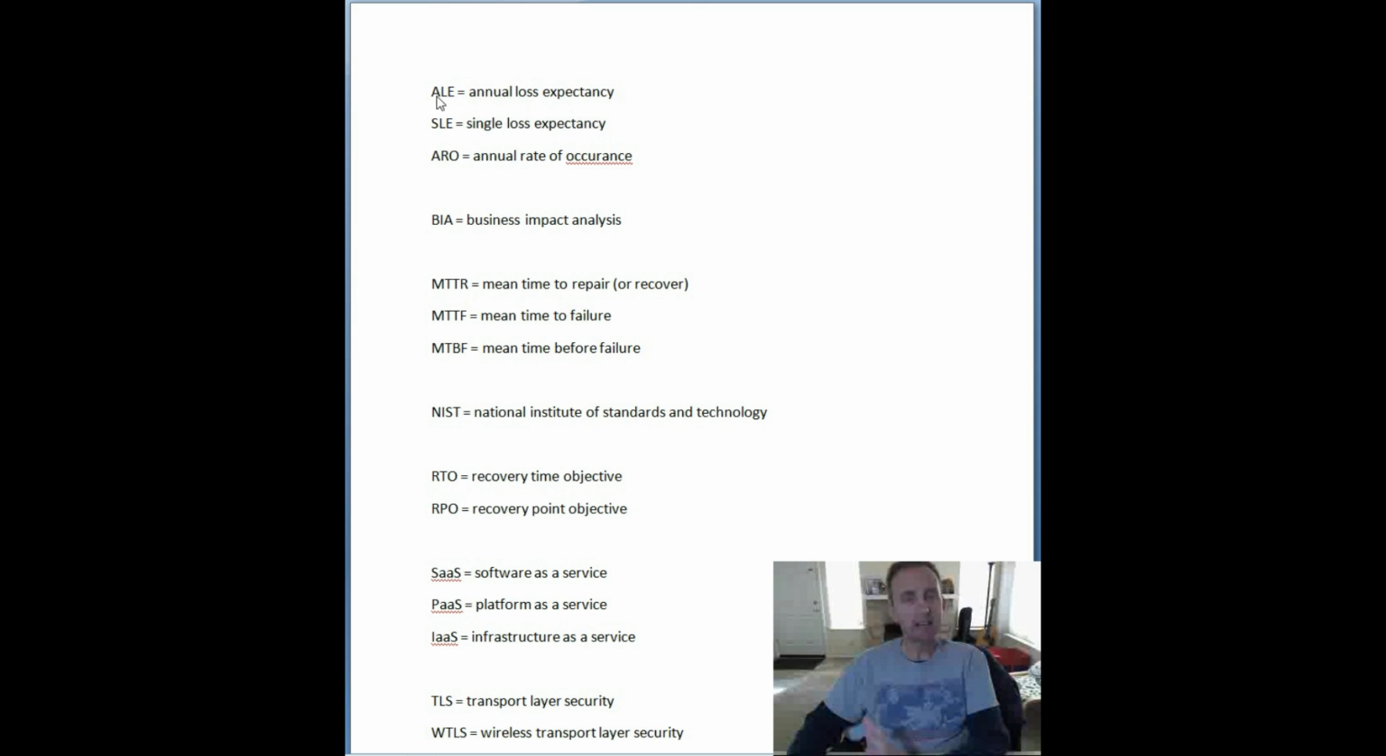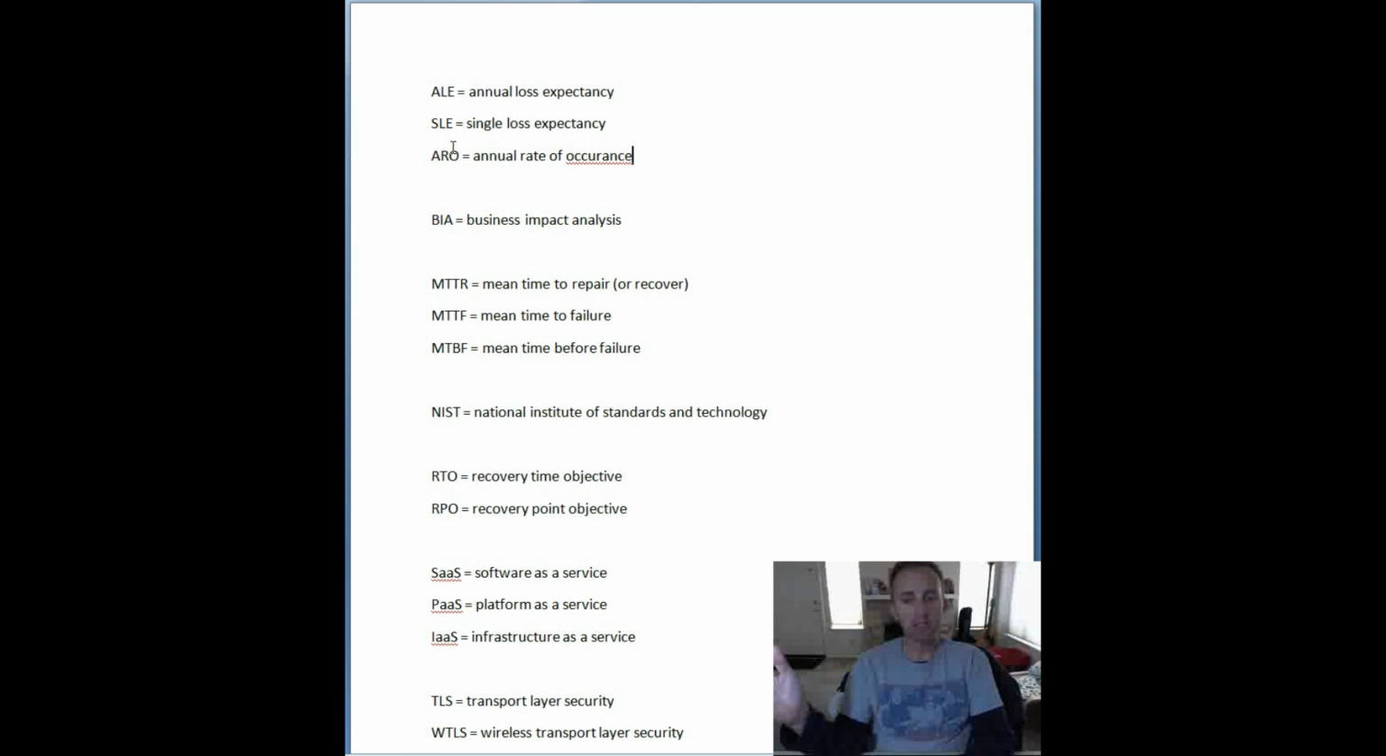This is all risk analysis type of acronyms, and a big part of the Security Plus is risk analysis business stuff. So your ALE, annual loss expectancy. I know you can read it, but we're just kind of reaffirming it again in our head. There's probably a misspelling right there. So SLE, single loss expectancy, and ARO, annual rate of occurrence.